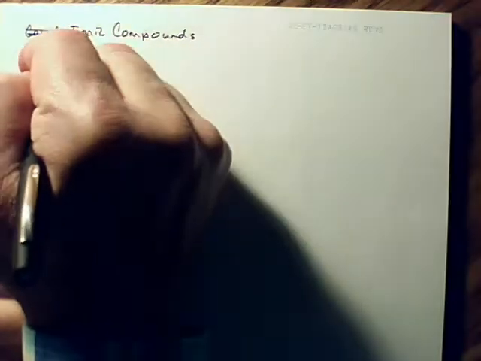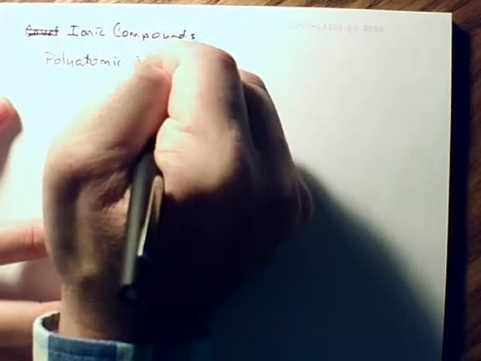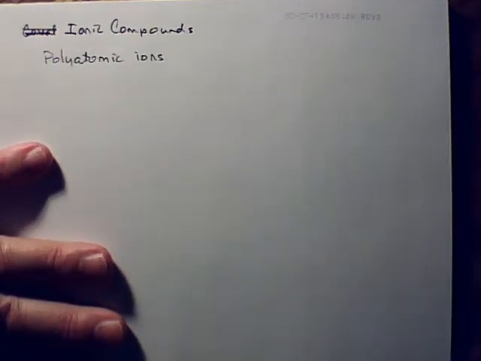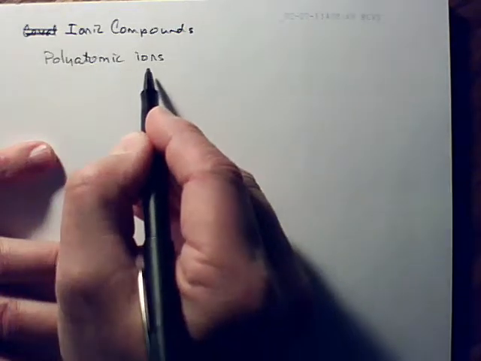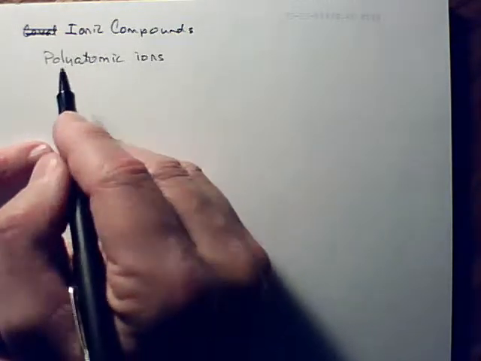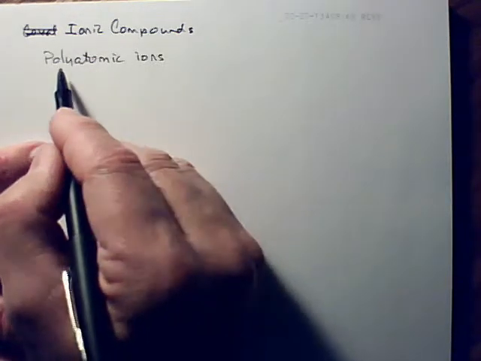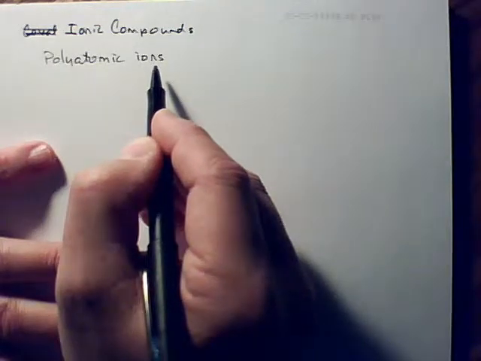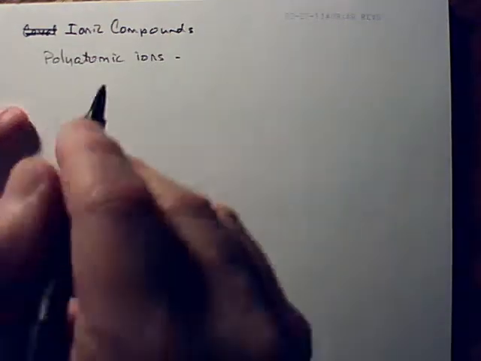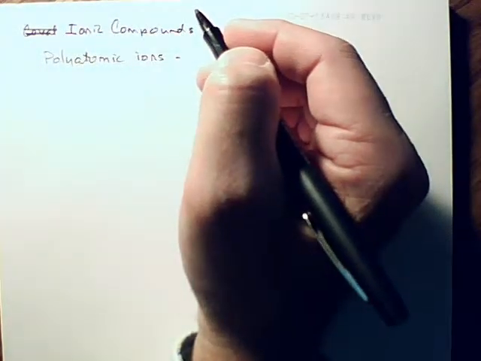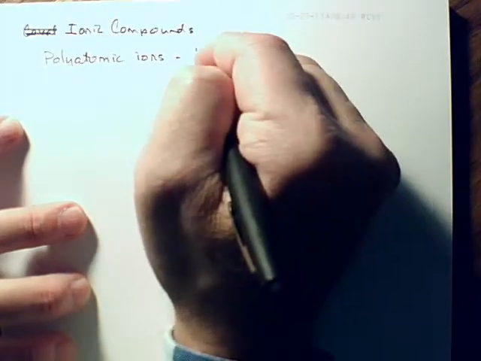Now, polyatomic ions. Polyatomic ions are what the name says: more than one atom, charged particle. Poly, more than one. Atomic, meaning an atomic particle. More than one atom with an ionic charge on it to make it an ion. What this means further is that a polyatomic ion is kind of like a molecule with a charge.